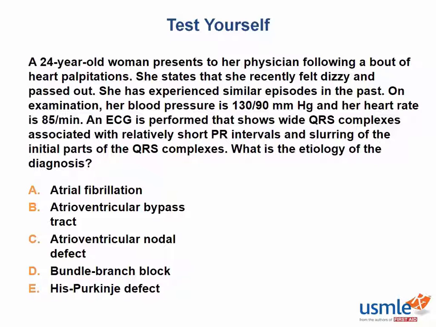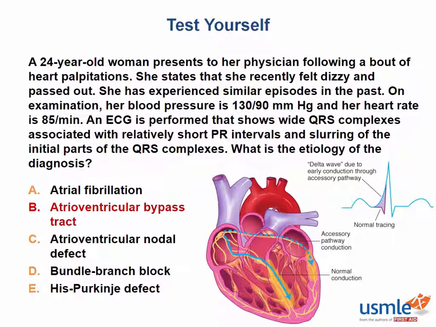Well, what they're getting at here is they're trying to describe a delta wave. They're describing a delta wave that is seen in Wolff-Parkinson-White syndrome. So the answer in this question is B. The etiology of this syndrome is an atrioventricular bypass tract or an accessory conduction pathway seen in Wolff-Parkinson-White. What they're describing here is a shortened PR interval as a result of this delta wave that is caused by the electrical activity as a result of this accessory conduction pathway.